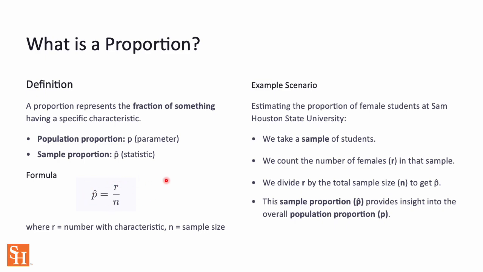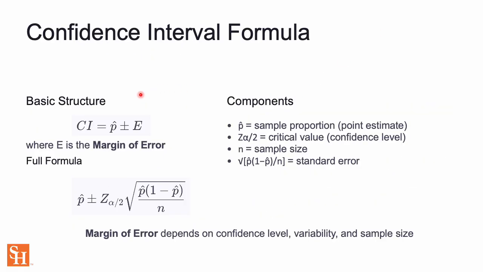Now I think it is clear what we mean by proportion and how we define it. Our goal is to estimate the population proportion P using this sample proportion. Earlier we saw how we can calculate confidence interval for mean, and now we will see how we can calculate confidence interval for proportion. So this is very similar.